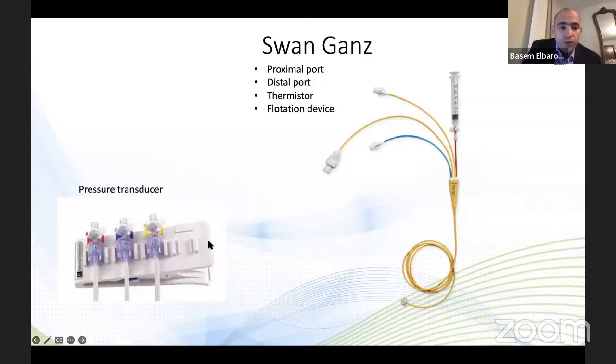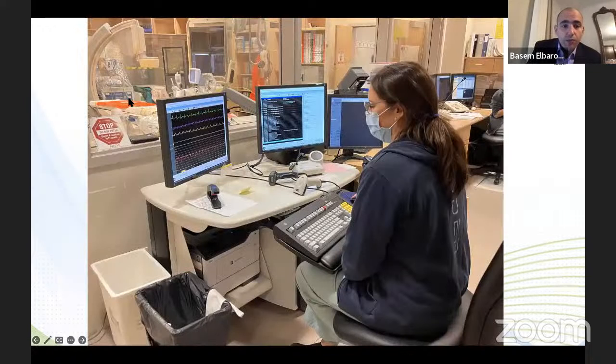So the device will be hooked up at the back to a pressure transducer. Pressure transducers transmit waveforms into the electrical waveform that we can see on the monitor. And usually you need cath lab software. The one we use is MATLAB. So while the patient's in the cath lab, you have a technician sitting here monitoring the tracings, recording them, and the software allows us to do all the different calculations and measurements.